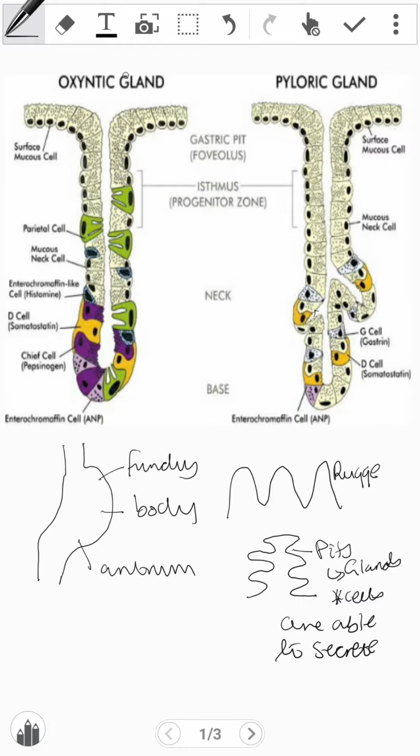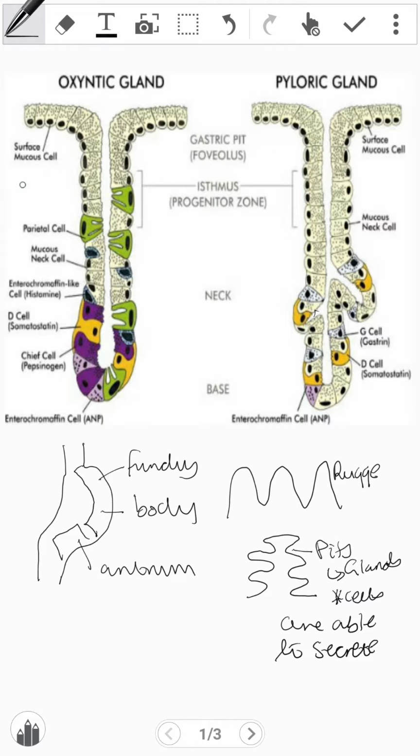We have the oxyntic, also known as the gastric gland, and the pyloric gland. The oxyntic glands are found in the body and the fundus area mostly, whilst the pylorics are found mostly in the antral part of the stomach. One thing that distinguishes them is the types of cells that they have and what these cells secrete.